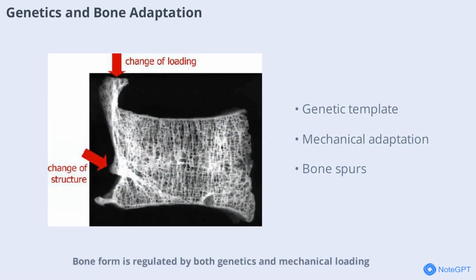Bone form is regulated by both genetics and mechanical loading. Genetic templates determine baseline bone size and shape, while mechanical forces drive adaptive changes. Experiments show that bones can develop and remodel even in the absence of normal loading, but their structure reverts to the genetic template. Adaptive responses, like bone spurs, demonstrate how bones can respond to unusual mechanical demands.